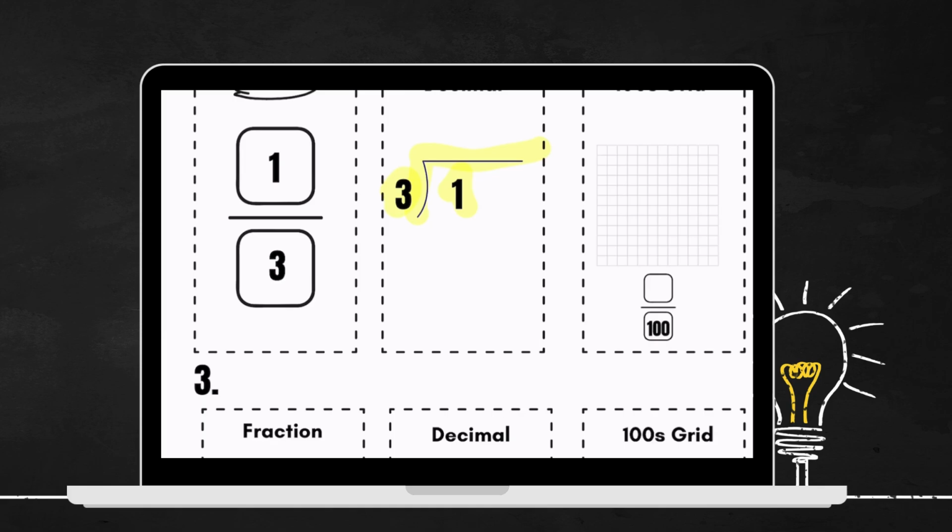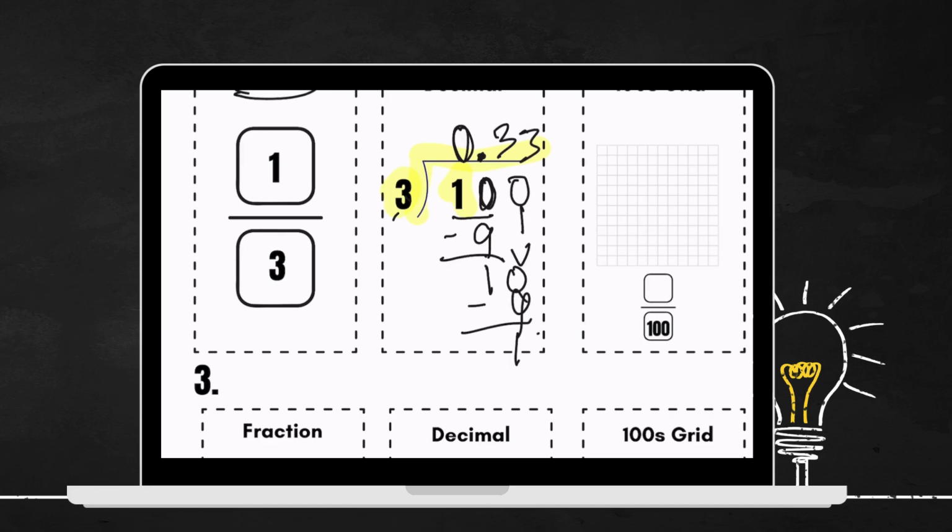So 3 does not go into 1. So I put a 0 and my decimal point, drop in another 0. 3 goes into 10 3 times. 3 times 3 equals 9. 10 minus 9 is 1. 3 can't go into 1, so I add in another 0, and I have 10 again. So I say 3 goes into 10 3 times. 3 times 3 is 9. And then we're going to start to notice a pattern that every time it's going to be 10.